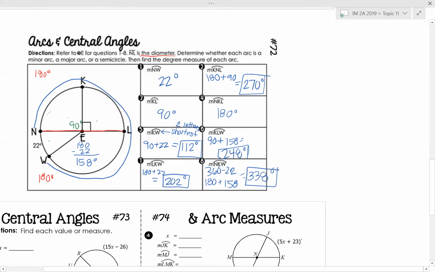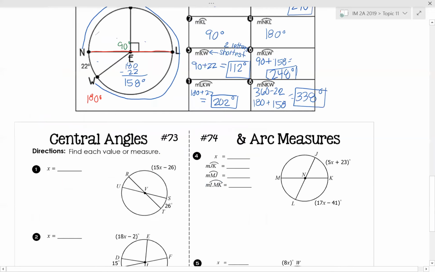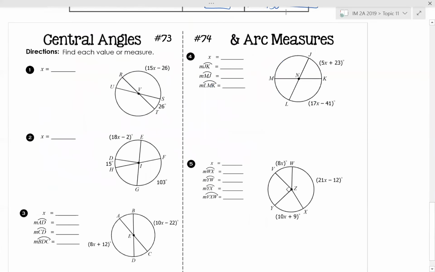Okay, so that is arcs and central angles, where I'm just using numbers and I'm just adding, subtracting, working with 180, 360, that kind of thing to find values. Next, we're going to look at relationships. And so for these ones, we're solving for the variable in each of these. So on page 73, we're doing central angles and arcs. And then same thing for 74.